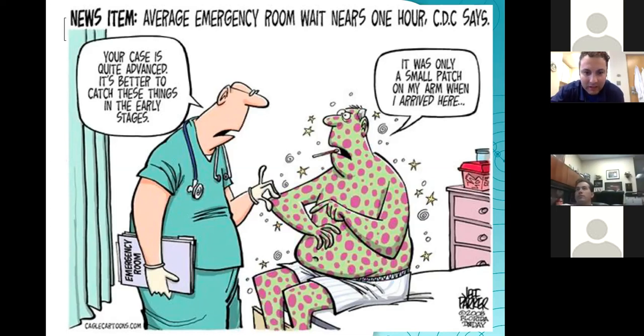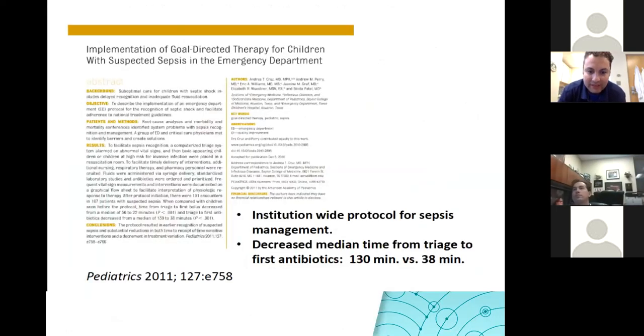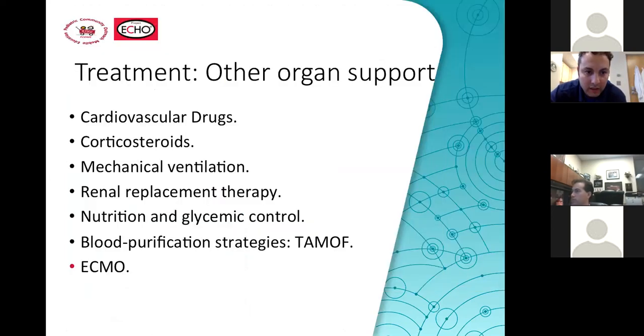So a similar initiative of early recognition was done at Baylor and published in Pediatrics in 2011. This targeted the time to antibiotics, with only an initiative of an algorithm and marking the high-risk pediatric patient. Time to antibiotics went down from 130 minutes to 38 minutes. It's great timing to get antibiotics to those sick children.